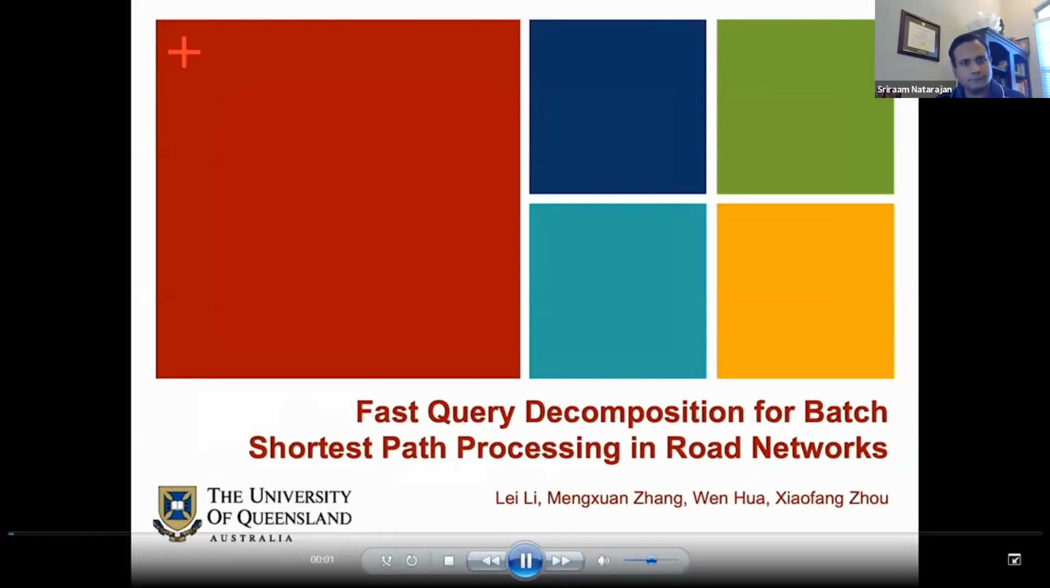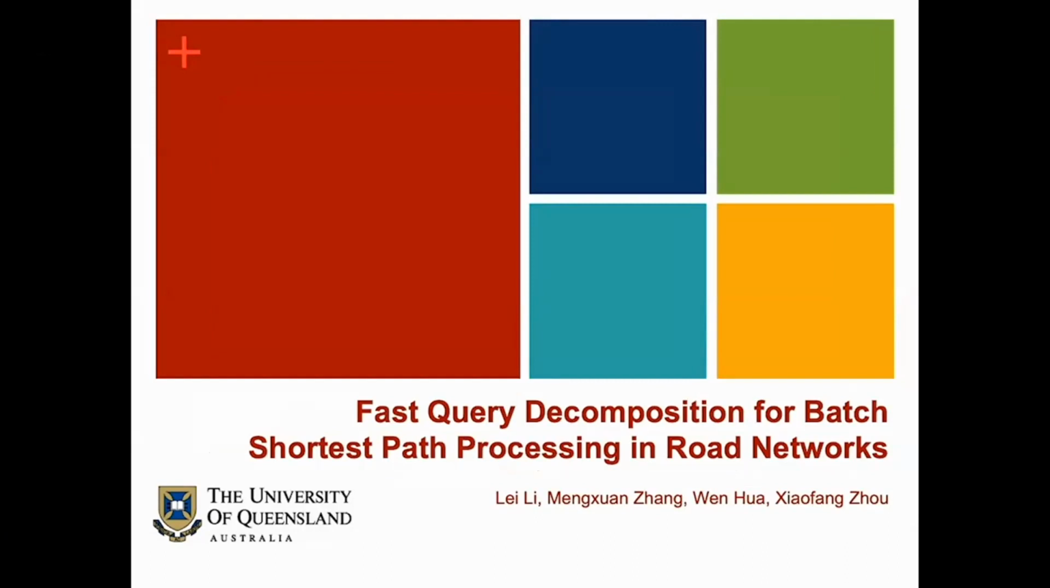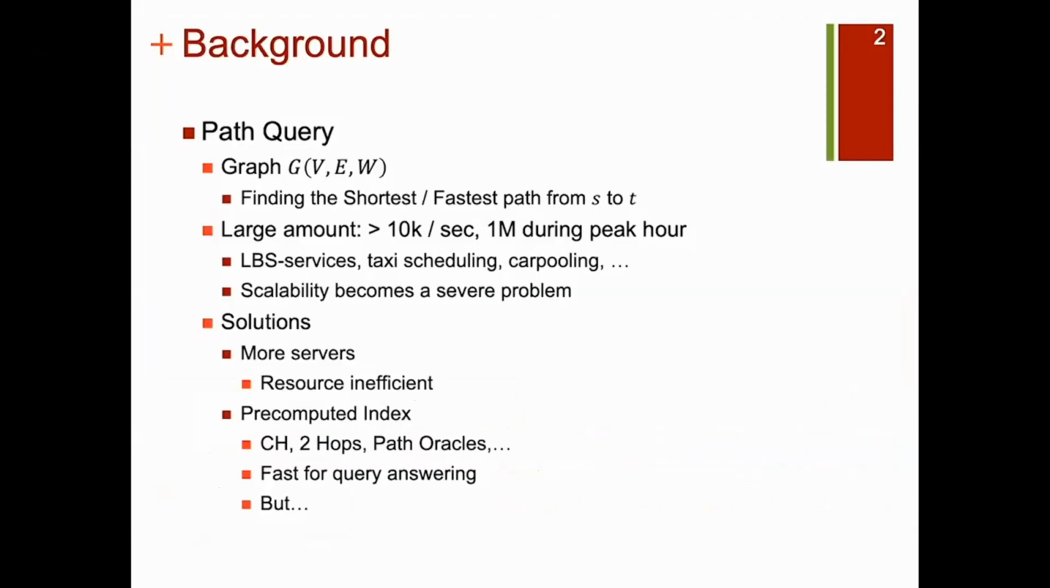Hello everyone, I'm Laley from the University of Queensland, Australia. This topic is fast query decomposition for batch shortest path processing in road networks. The shortest path query is widely used nowadays. Basically, given a graph G, we want to find the shortest path, or the fastest path, between two points.